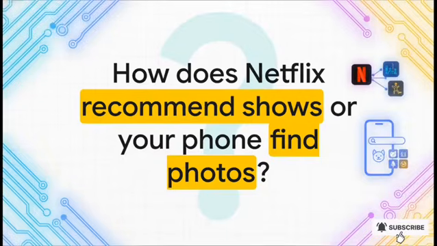Have you ever really thought about it? It feels a bit like magic, right? You watch one crime thriller on Netflix and boom, your whole feed is suddenly full of detective shows. Or you just type dog into your phone's photo gallery and magically every single picture of your furry friend pops up. How in the world does your phone know? What's the secret sauce behind all of this?